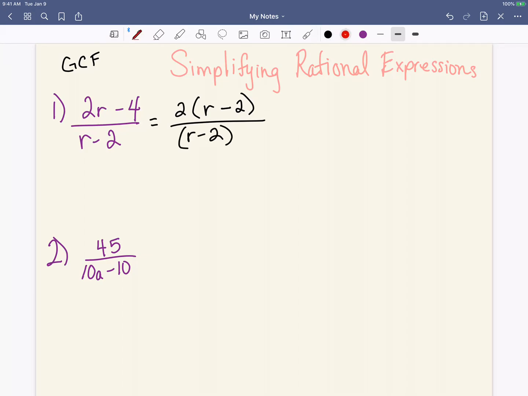And now I can actually go ahead and simplify, right, because these are dividing. So I can actually cancel out my r minus 2's on both of them. And that just leaves me with 2. And that's my final answer.